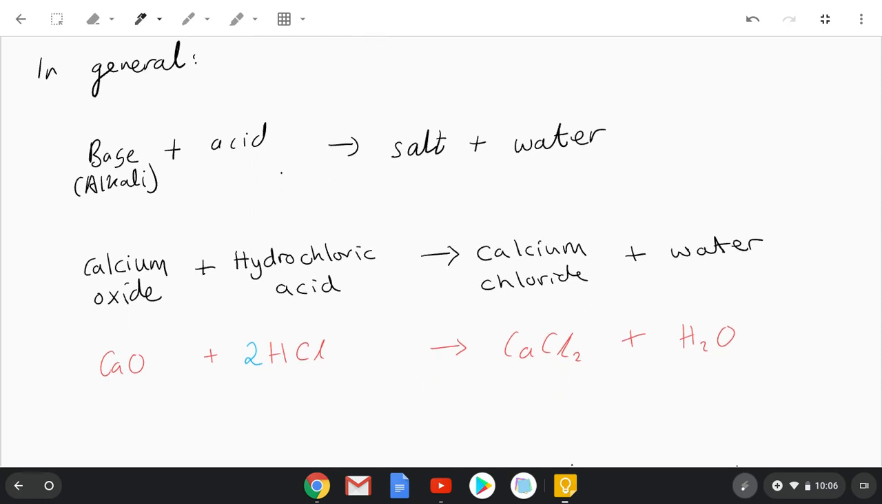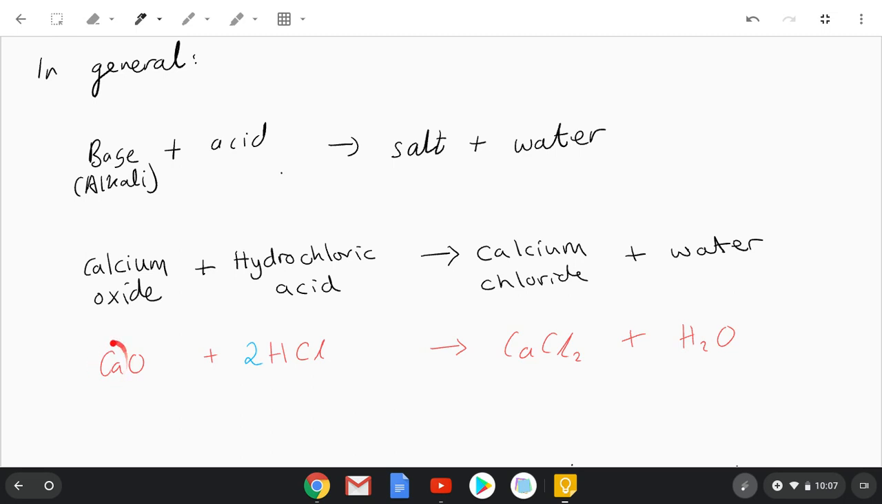Now, I asked you as an extension task to write down this equation in symbols. You can find every single one of these formulae on the internet. So you have calcium oxide, hydrochloric acid, calcium chloride, and water. Out of these, I expect you to just know one. Eventually, over the years, you will get to figure out how to write all these out without using the internet. Once you had written this out, what I wanted you to do was to balance the equation.